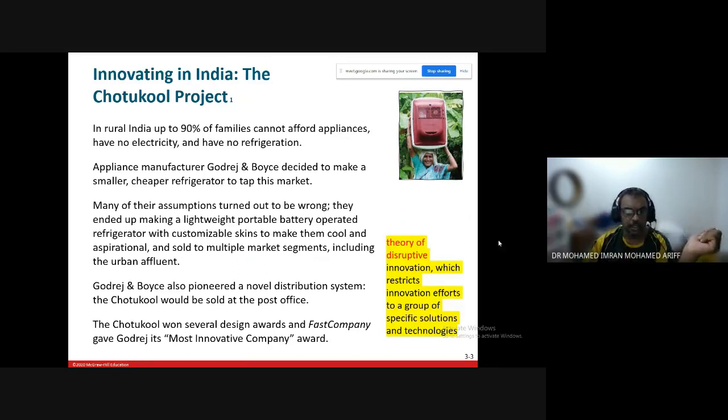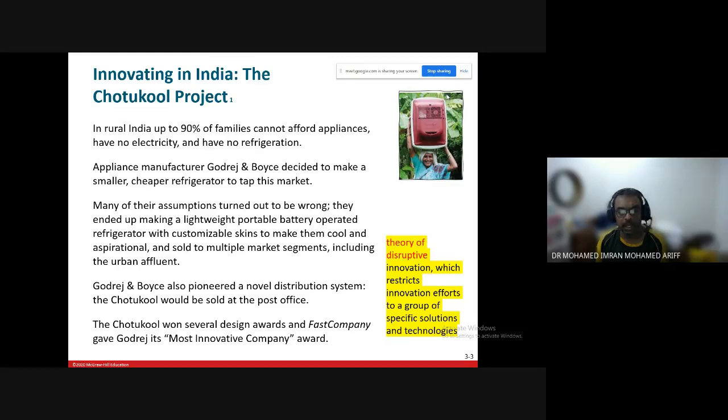However, their assumptions turned out to be wrong. Even though they came up with a lighter, portable fridge, the poor people did not want to buy it, because they still could not afford it. So the company made millions of fridges, but only sold about 100,000, because the poor people did not want to buy them. The project was a failure. However, they had to restructure the whole marketing strategy. Rather than selling to the poor, they sold it to the middle class and high income people, and it sold and made a profit.